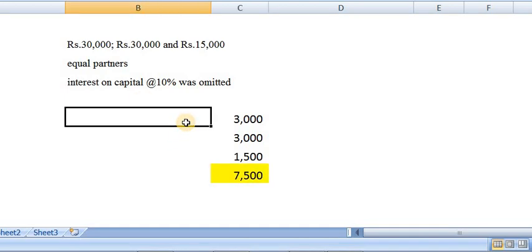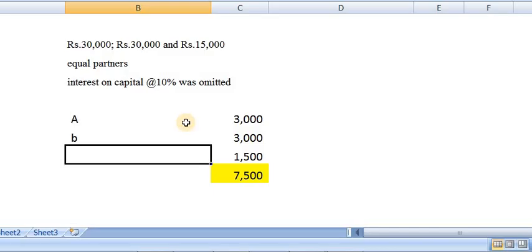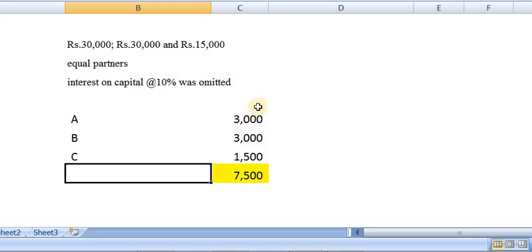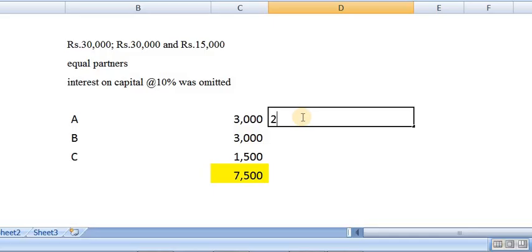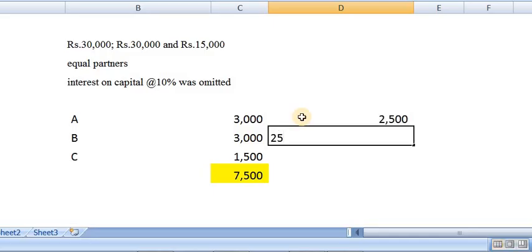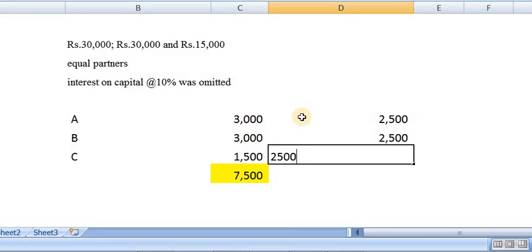So A should get 3,000, B should get 3,000 and C should get 3,000. From where? Because we have already given to them. Profit was distributed equally to all the partners. That means A got 2,500. Now this is very important. You must understand what I'm doing here. A already got 2,500, B got 2,500, C got 2,500.